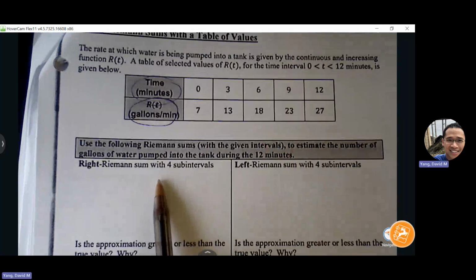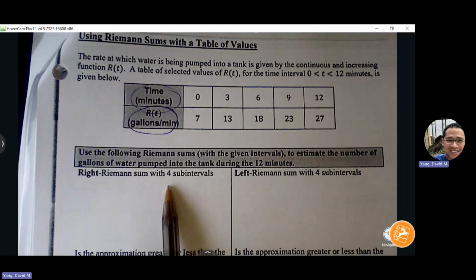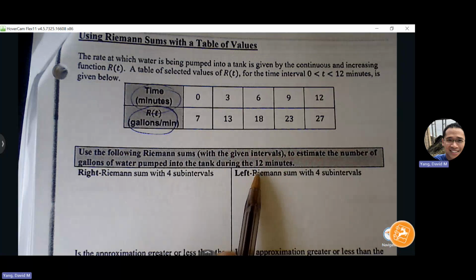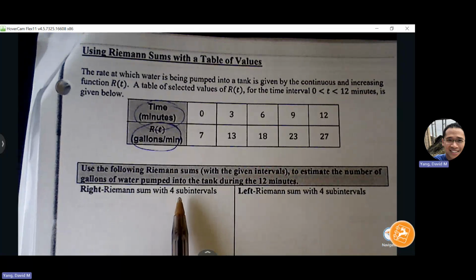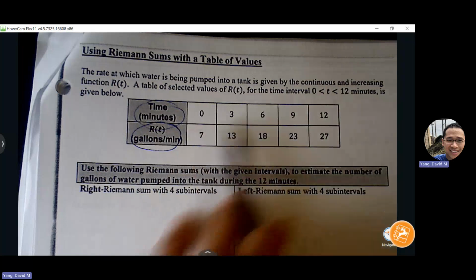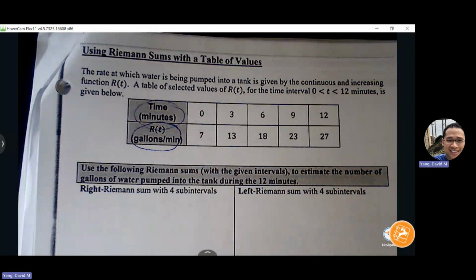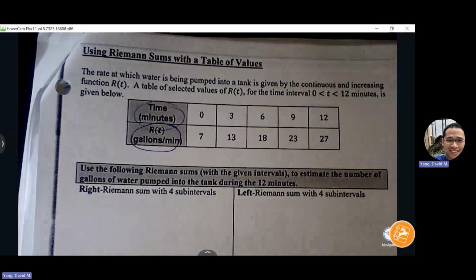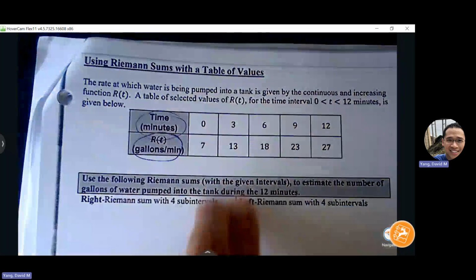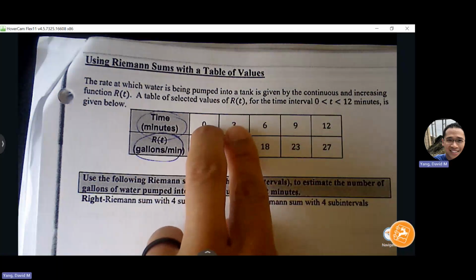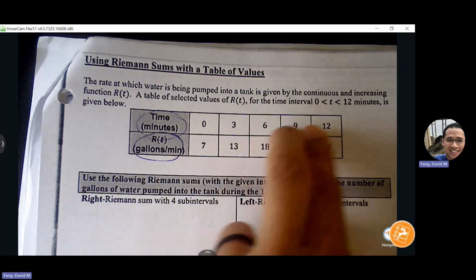So we're going to do right Riemann sums with 4 subintervals over the course of the 12 minutes. So the way that I want us to draw our, now we're not going to graph these points. We're just going to use these bracket intervals to help us see how to find it. So when you draw these intervals, you kind of space it out here. You can tell that this is the first interval, second interval, third interval, fourth interval.